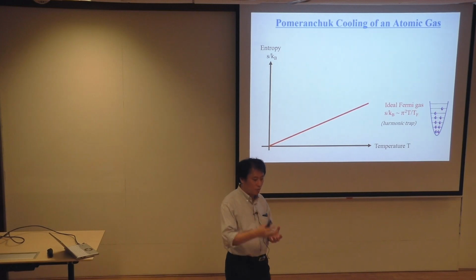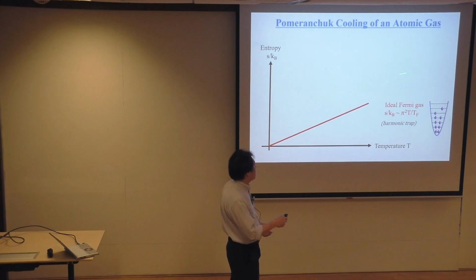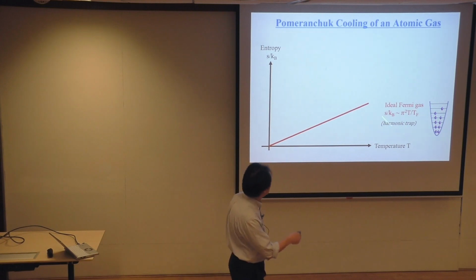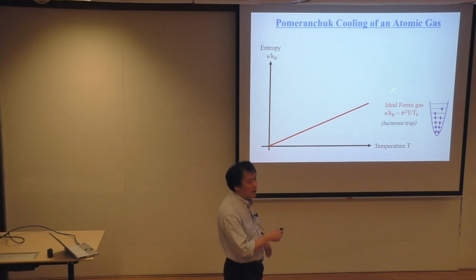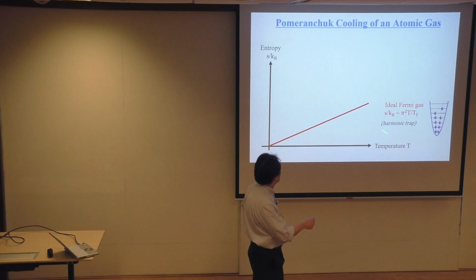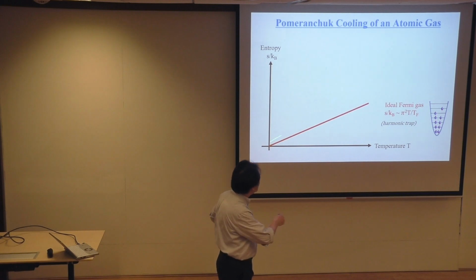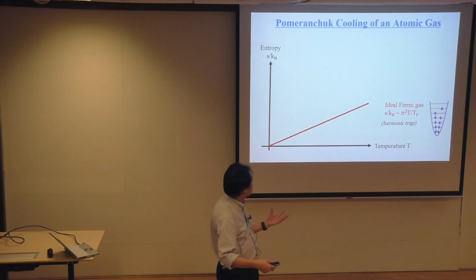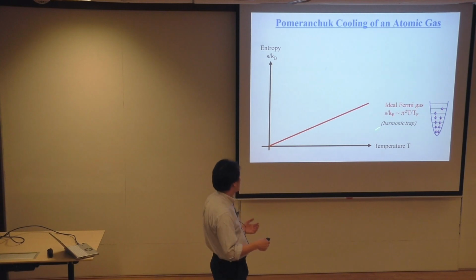Before loading to the optical lattice, the atoms are prepared in a harmonic trap. Then the system can be considered as an ideal Fermi gas, and so the entropy is written like this. So we have a linear relation between the entropy per particle and the temperature of the atoms.